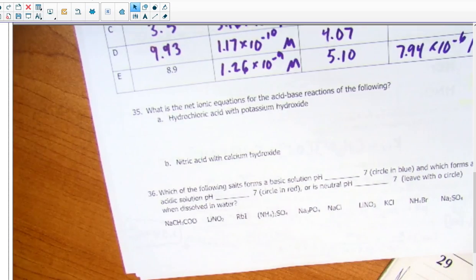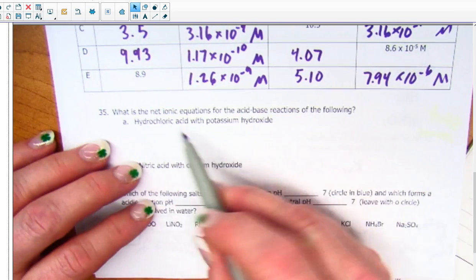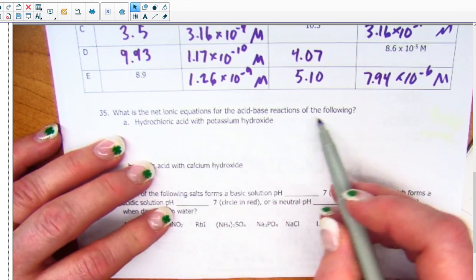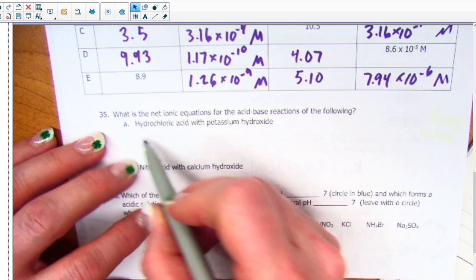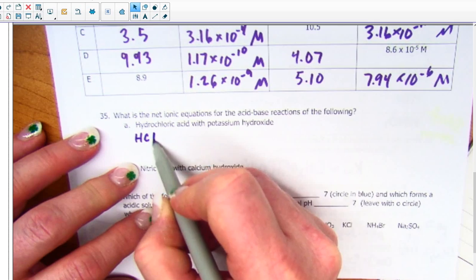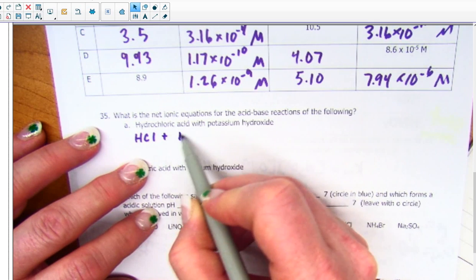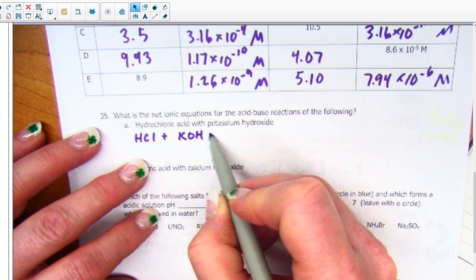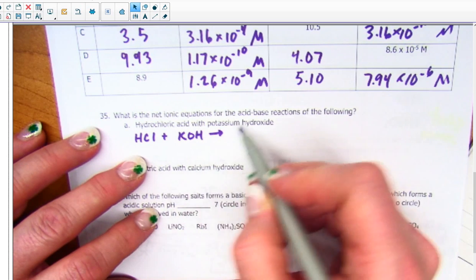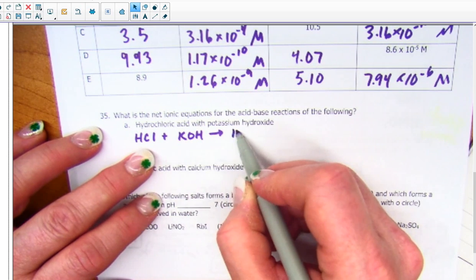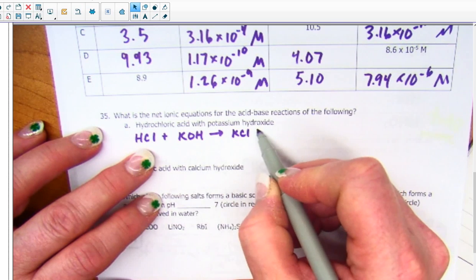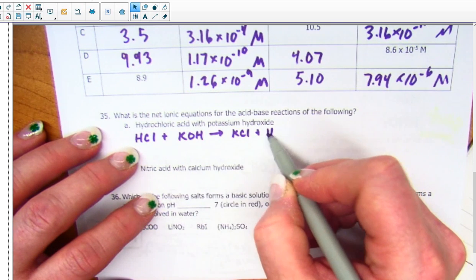I'm sorry about that. What is the net ionic equation for acid base of the following? So you need to be able to write the formulas. So hydrochloric acid HCl with potassium hydroxide KOH. Well, that's going to be a strong acid, strong base. We're going to get salt and water. The salt is the insides, KCl, K plus and Cl minus, and the outsides, HOH, make water.